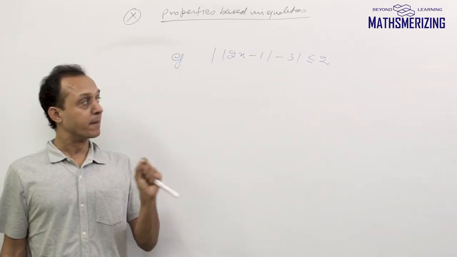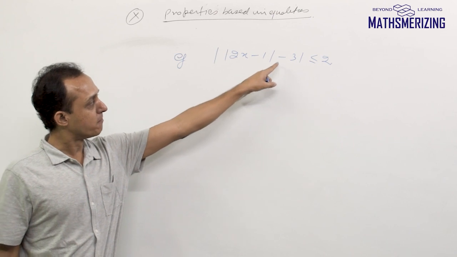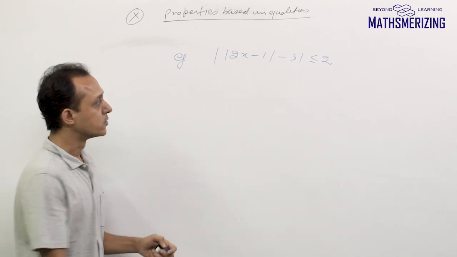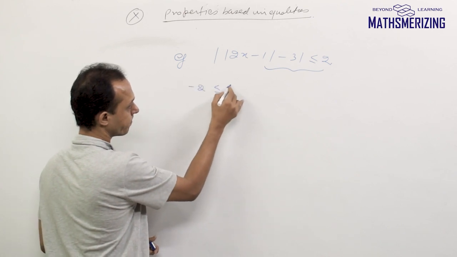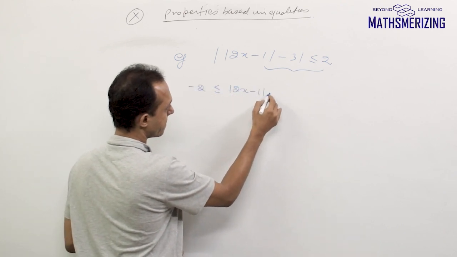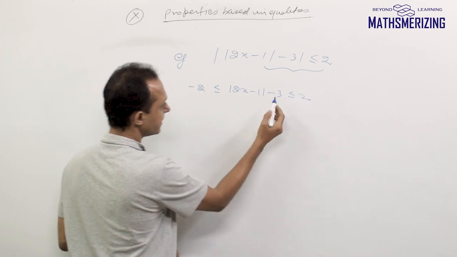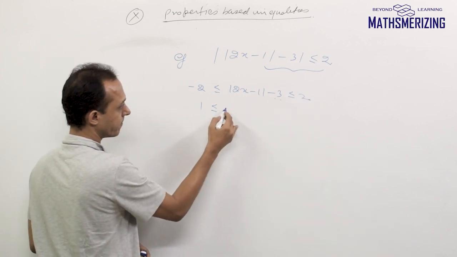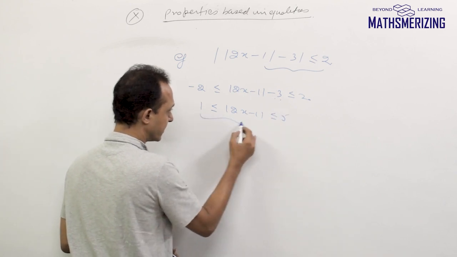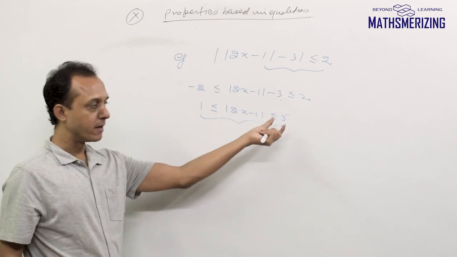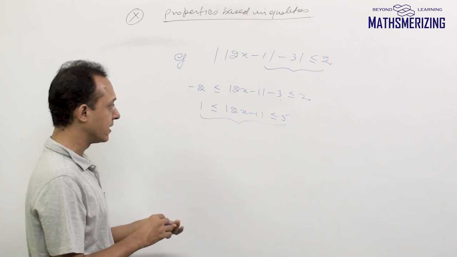So let us take another example, which is mod of 2x minus 1 minus 3 is less than or equal to 2. So again, mod x is less than a, so I write minus a and then plus a. Now I'll add 3. Now this is mod x less than a and b, when a and b are both positive. So I'll write two separate cases.